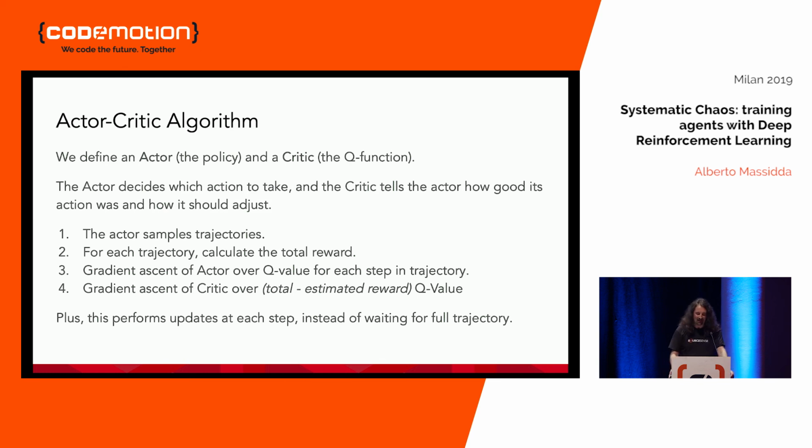We are approaching the end. We define an actor, which is the policy, and a critic, which is the Q function. The actor decides which action to take, so it samples trajectories. And the critic tells the actor how good its action was and how it should adjust. And for each trajectory, you calculate the total reward, and you perform a gradient ascent of actor over Q value for each step in trajectory. And you do also the gradient ascent on the critic over the total at the end of the trajectory, minus the estimated reward Q value that the critic provided.